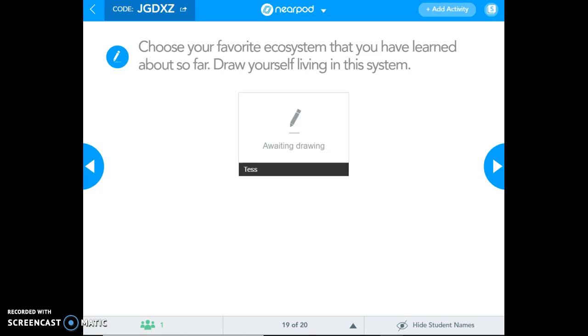Okay, choose your favorite ecosystem that you've learned about so far. So, I'm hoping that a student is going to draw themselves living in an ecosystem. I wonder what ecosystem I would like to live in. I think I would not like to live in a wetland because there would be lots of mosquitoes.